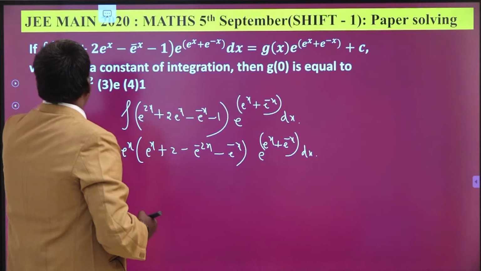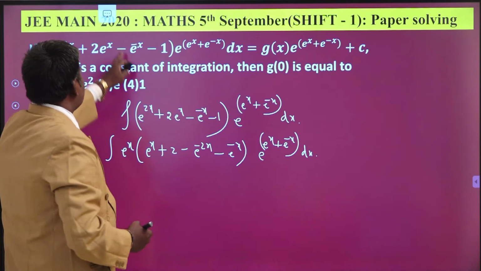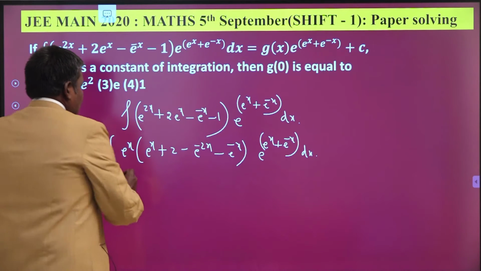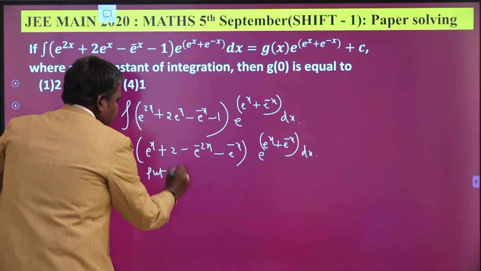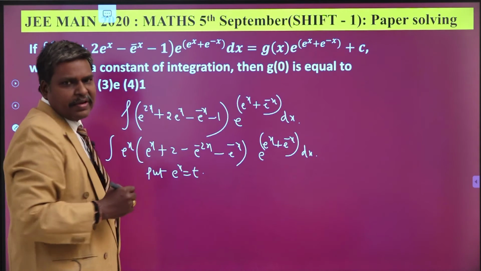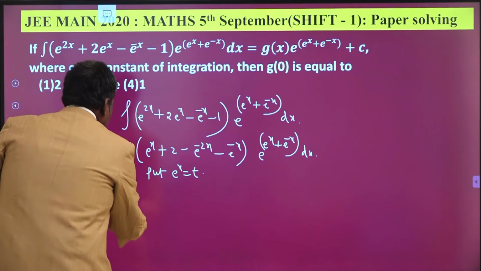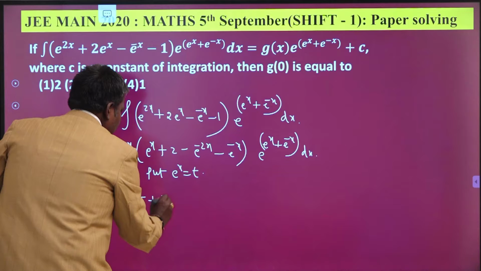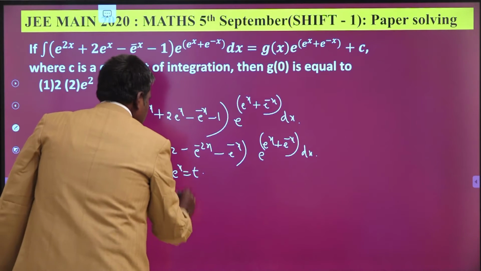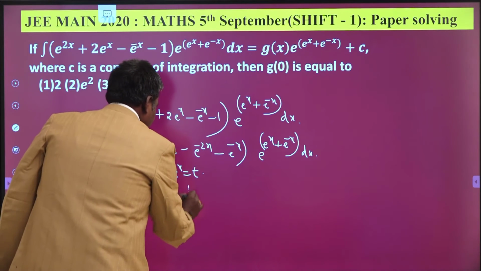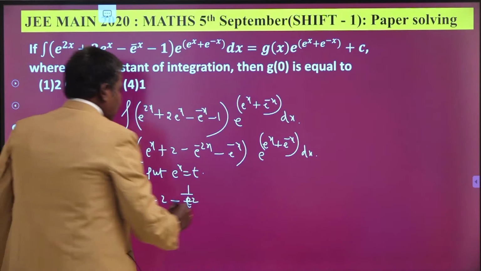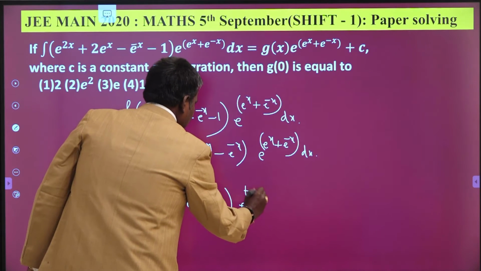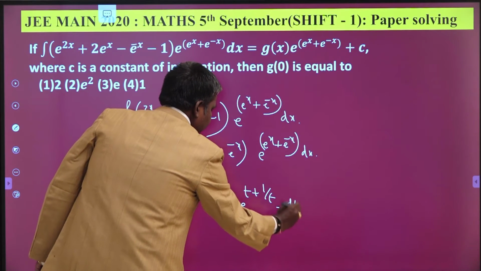Okay, this is e power 2x plus 2e power x minus e power minus x minus 1. Okay, this is the way. Put e power x equal to t. E power x is equal to t, say. The question becomes what? E power x dx is dt. So e power x means t plus 2 minus, e power minus 2x is nothing but 1 by t square, minus 1 by t into t plus 1 by t dt.